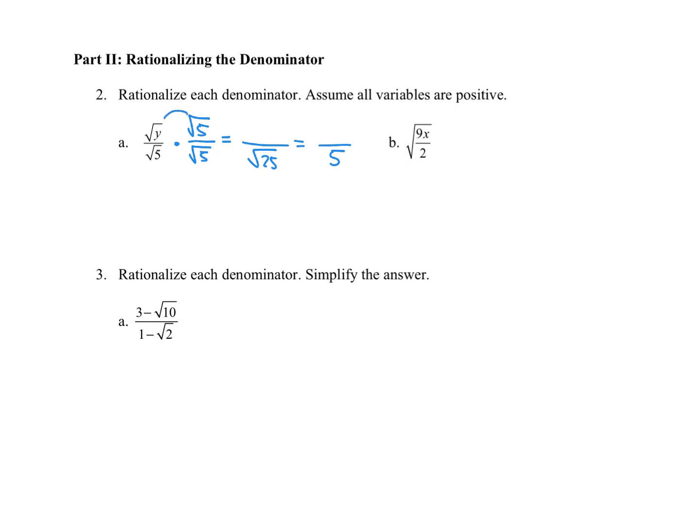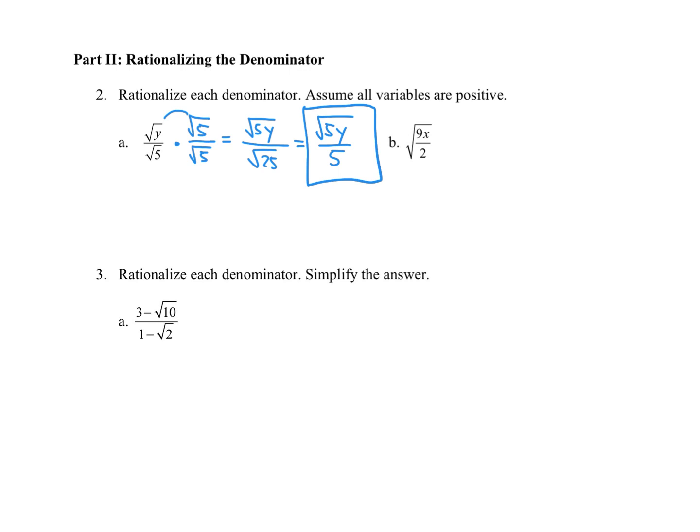On the top, I also need to multiply top times top. The square root of y times the square root of 5 would be the square root of 5y. And so my final answer is the square root of 5y over 5. So you're allowed to have radicals in the numerator, the top, but you're not allowed to have radicals in the denominator. And notice I can't cancel those 5's because the one on the top is in the square root, the one on the bottom is not. So that is fully simplified.